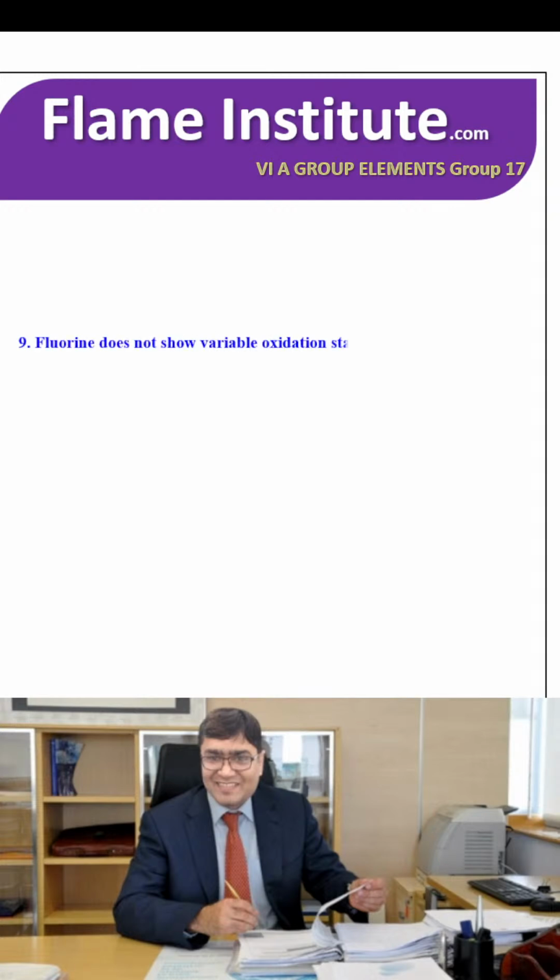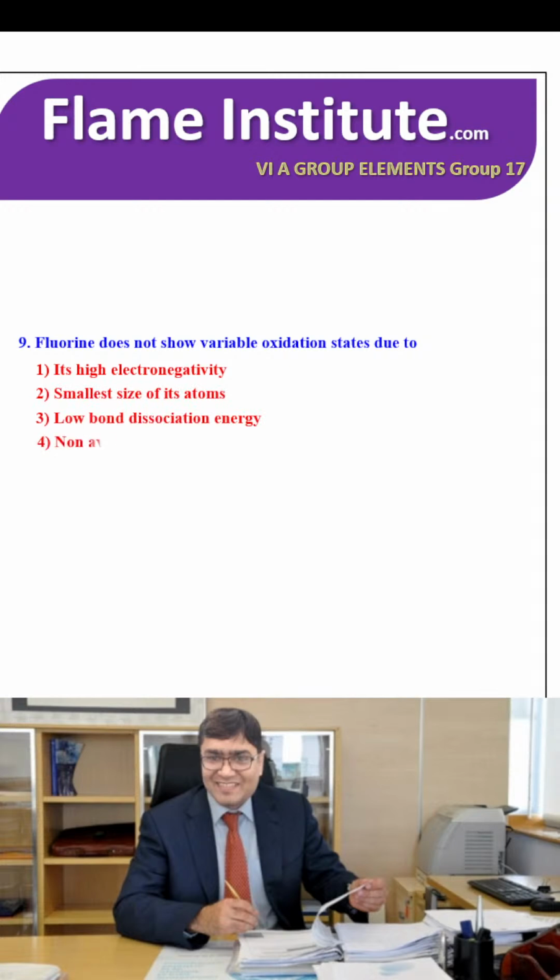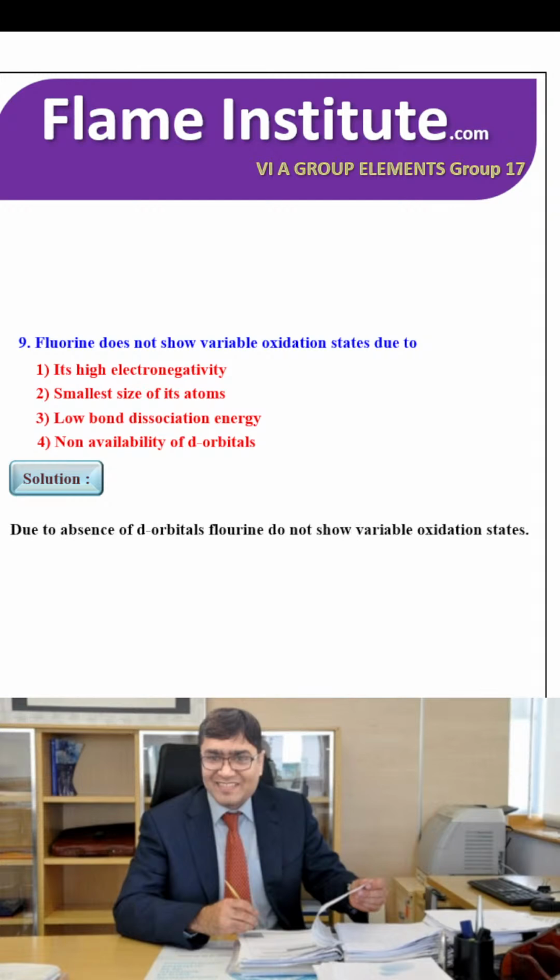Fluorine does not show variable oxidation states due to high electronegativity, small size, low bond dissociation energy, or non-availability of d orbitals. Fluorine does not show variable oxidation state because of the absence of d orbitals. So the fourth option is the right option.